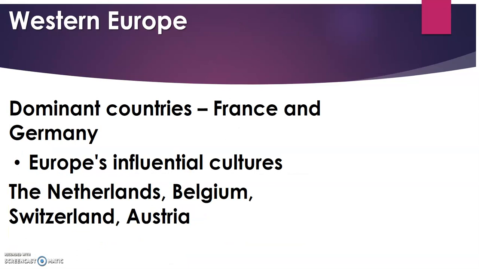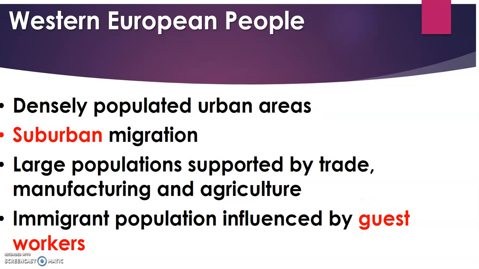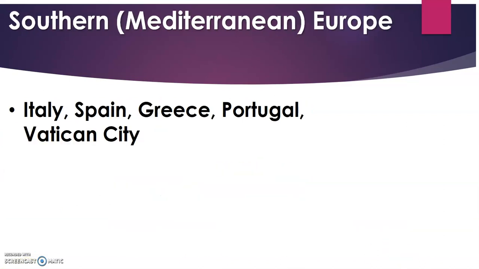Now on to Western Europe. Okay, these are the Western Europe countries, and the dominant countries are France and Germany. The characteristics of Western Europe are densely populated urban areas, suburban migration, and immigrant population influenced by guest workers.